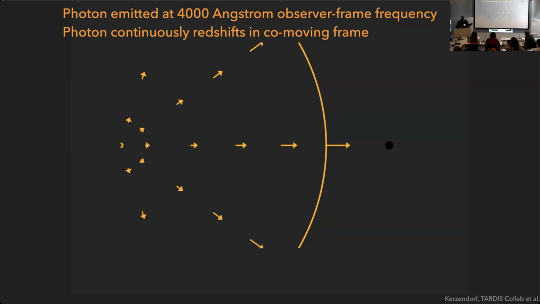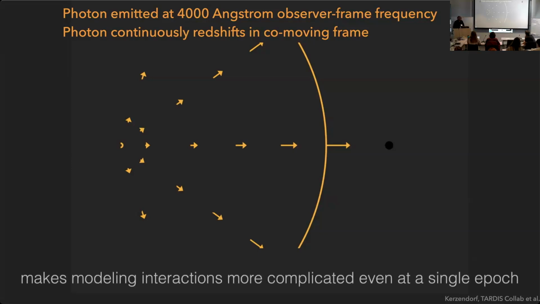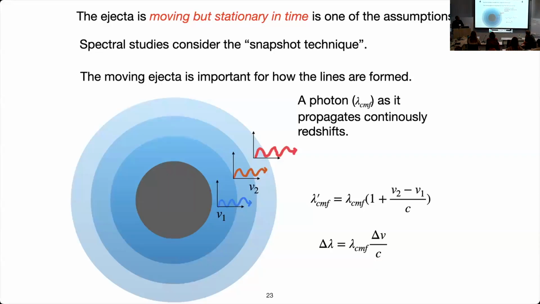And so it might have been a photon that was not in a line transition somewhere over here, but as you move into different layers, suddenly it might be a place where there is an absorption line, right? And so this becomes quite complicated. There's going to be line interaction somewhere. You have billions of lines. You have all these photons. They're all redshifting. To keep track of this is pretty complicated, even at a single epoch. Even in a single stationary epoch, the different layers are at different speeds, and so it looks like the photons have different redshifts.